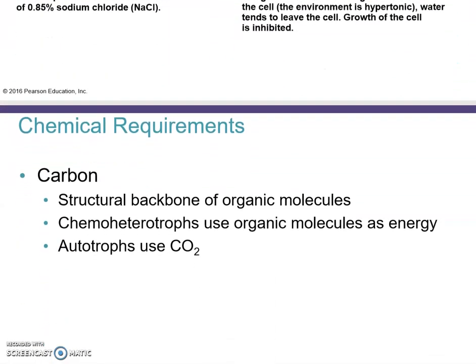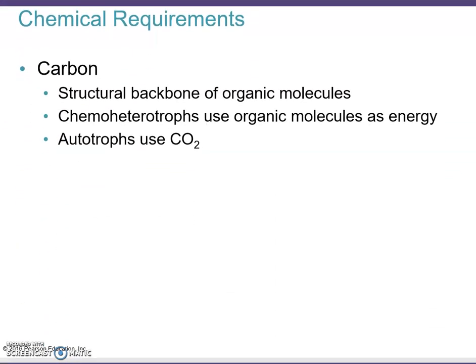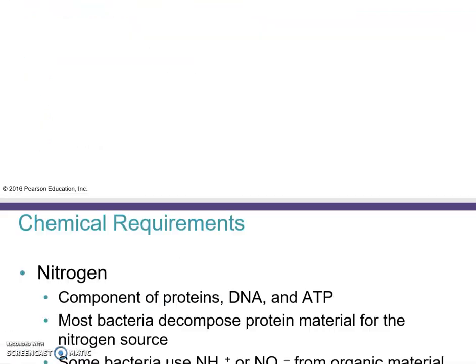So now let's take a look at some chemical requirements. Carbon source is a requirement for all bacteria except those that are autotrophs, that can make their own carbohydrates by photosynthesis. So any organism that cannot photosynthesize needs to have some organic molecules available for food or for energy. The chemoheterotrophs use organic molecules as energy, so that's most of the bacteria. And autotrophs use CO2 from the air, just like plants would, and they make their own food.